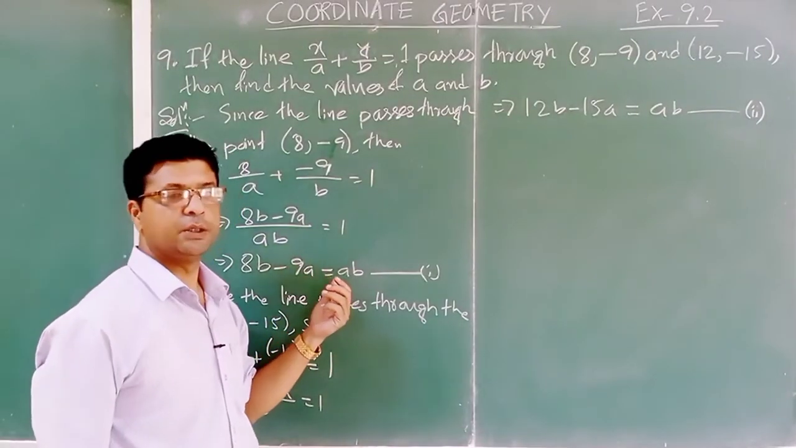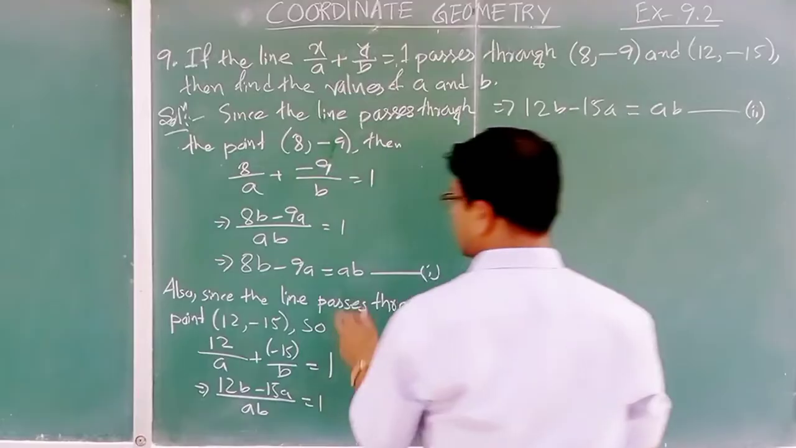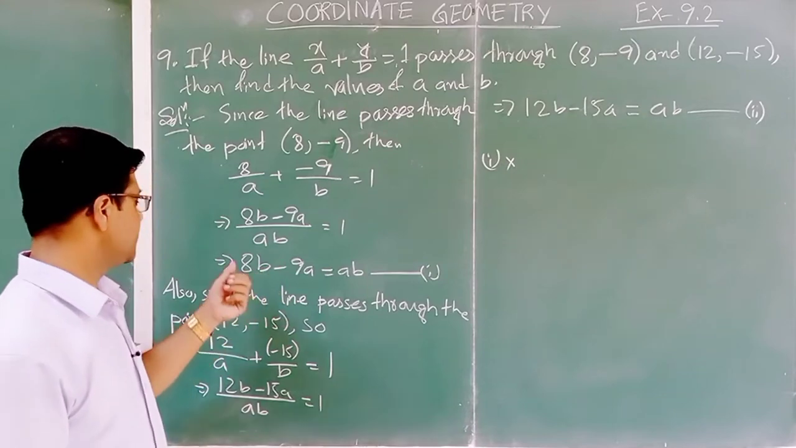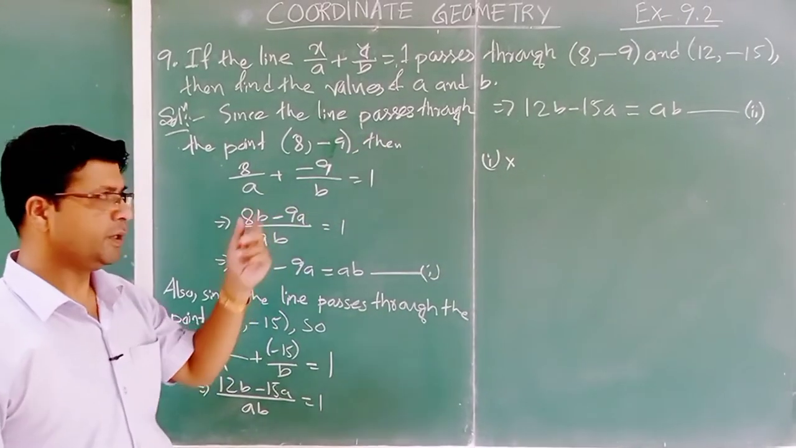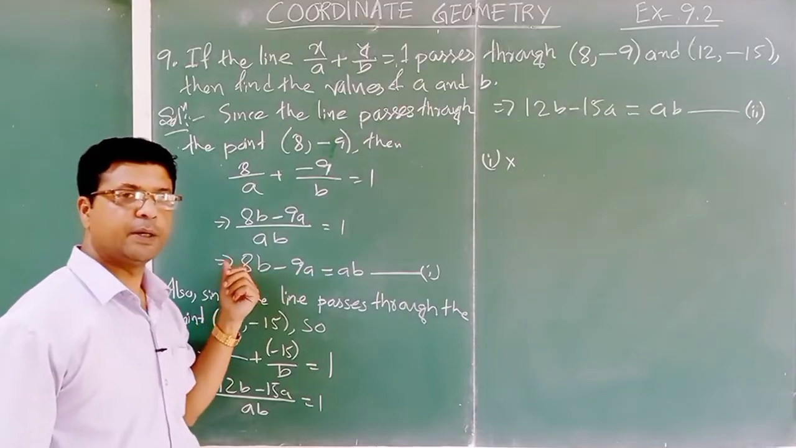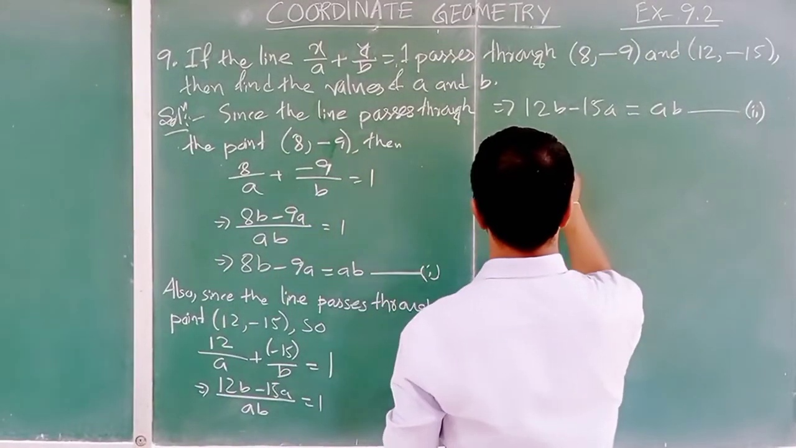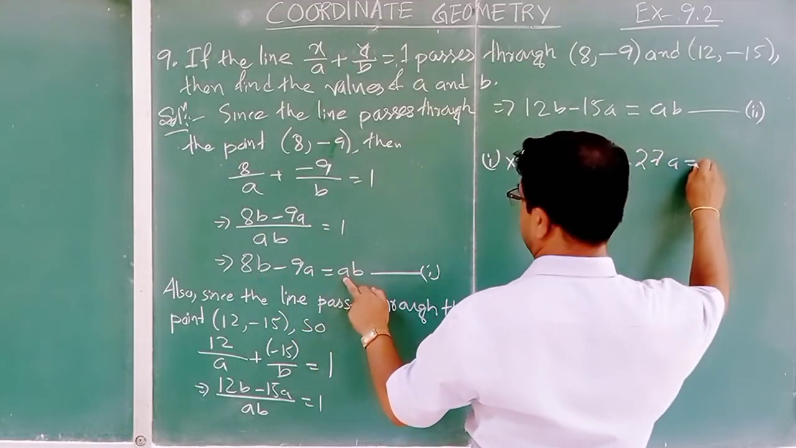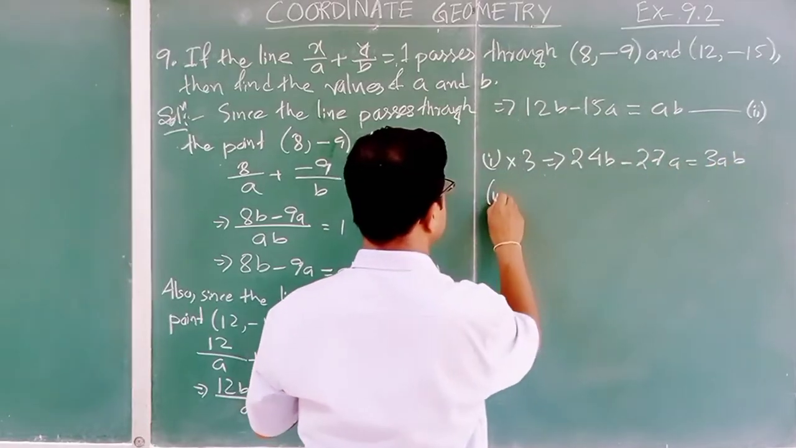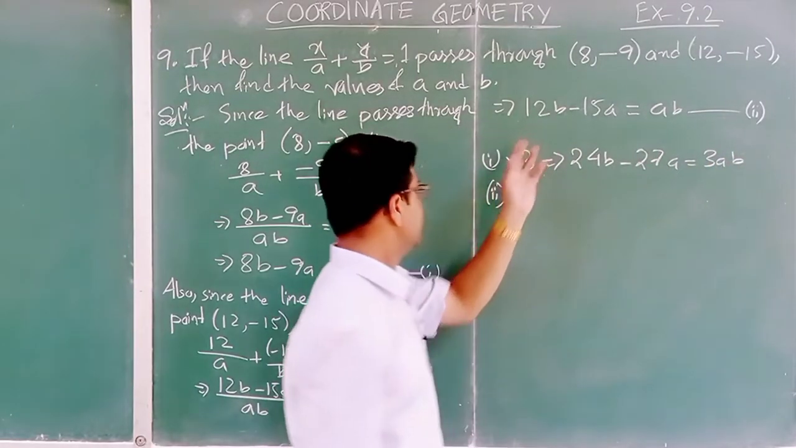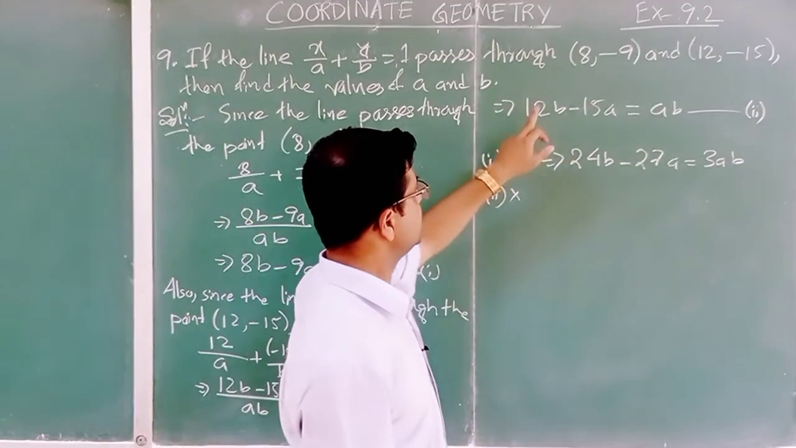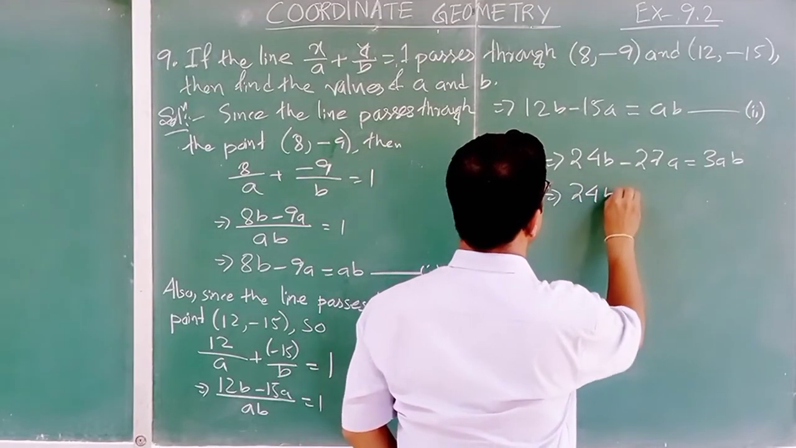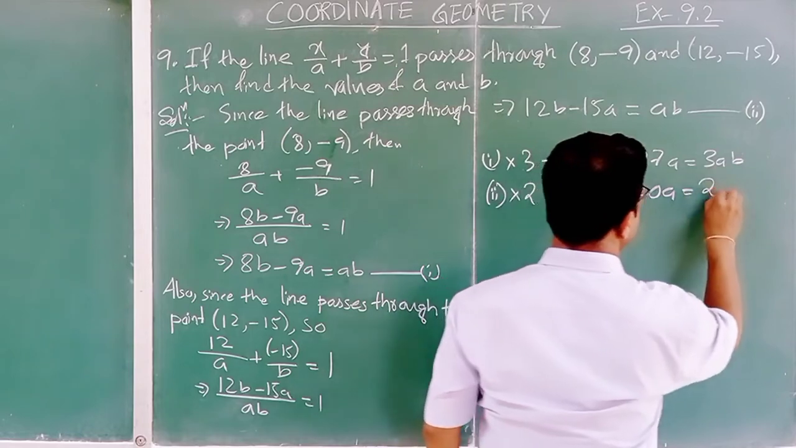Now just like linear equations in two variables, let us solve. We shall solve by elimination method. In equation 1 we will make the coefficient of b the same. 8 and 12. What is the LCM of 8 and 12? 24. So to get 24, 8 should be multiplied with 3. So let us multiply throughout by 3. 3 times 8 is 24b minus 27a, then 3ab. Got it? Then equation 2. The LCM of 8 and 12 is 24. So this 12 should be multiplied with 2 to get 24. 24b minus 30a, then twice ab.